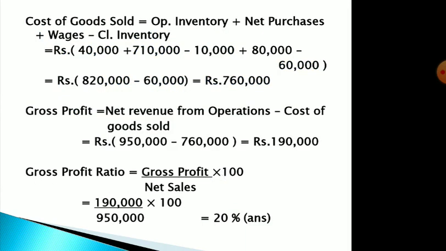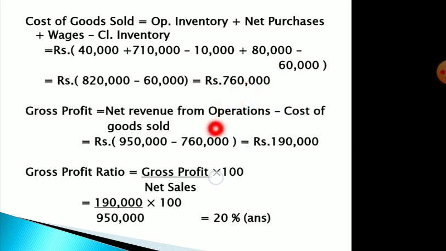Next we will find out the cost of goods sold, that is equal to opening inventory plus net purchases plus wages minus closing inventory. So the opening inventory is 40,000. Net purchases, that means purchases minus purchase return, that is 7,10,000 minus 10,000, plus 80,000 of wages minus 60,000 of closing inventory, that is giving us rupees 7,60,000.